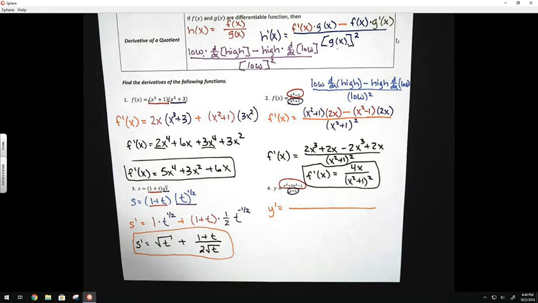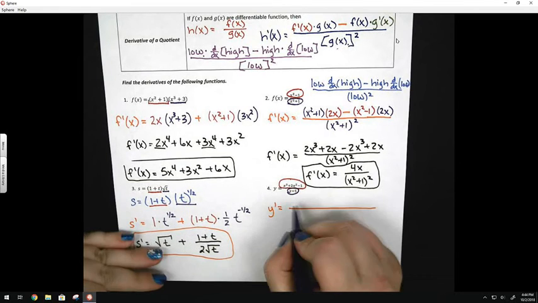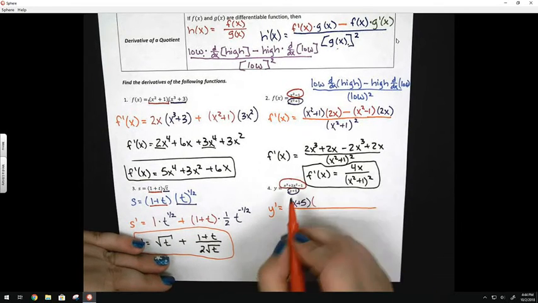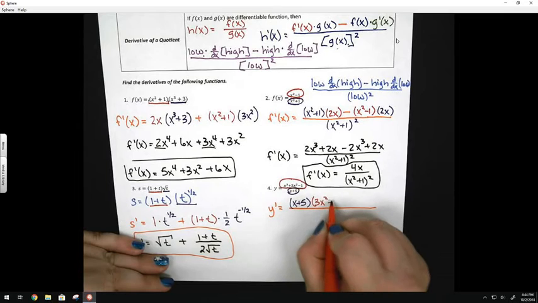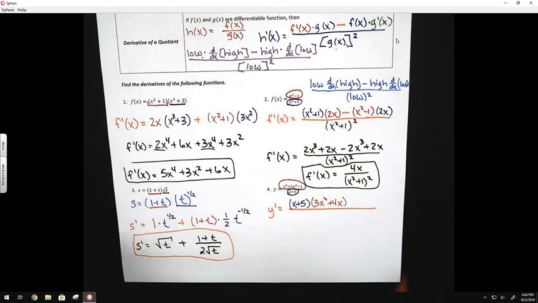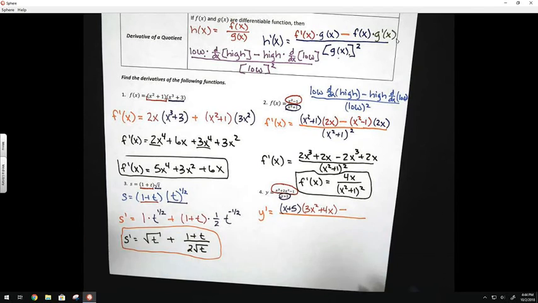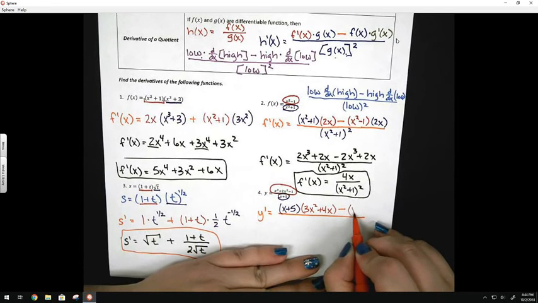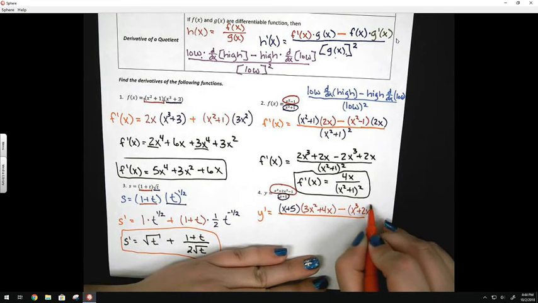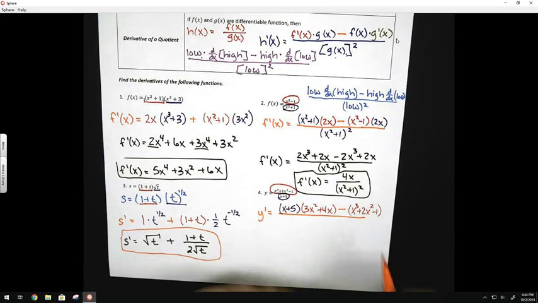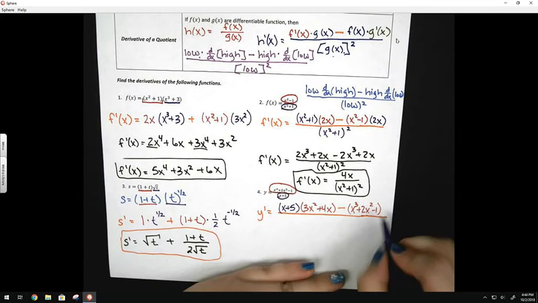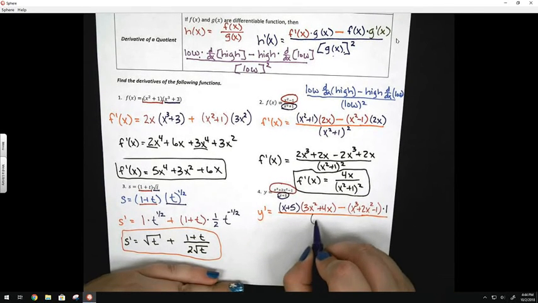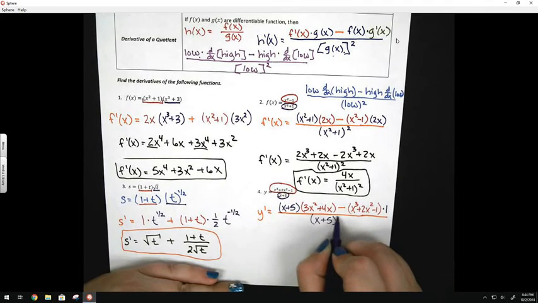So low times the derivative of the high. So that means x plus 5 times the derivative of the top, which is 3x squared plus 4x, minus low d high. So, I'm sorry, high d low. So the top is x to the third plus 2x squared minus 1 times the derivative of the bottom, and the derivative of the bottom is actually just 1, all over low squared. So x plus 5 squared.